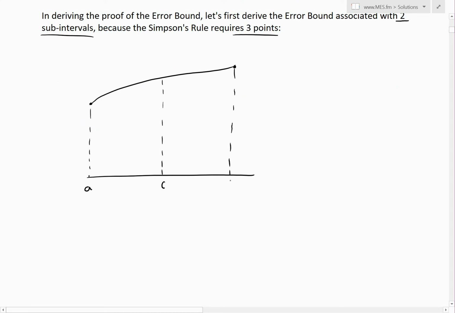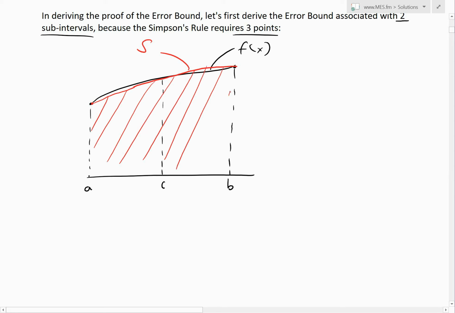And then here, this is our B. So A, B, and then the C is the midpoint. This is our f of x. And again, our S, or our approximation, is a parabola. Let's say something like this. And this could be our S. Yes, we'll just call that S for Simpson's rule approximation. And that's highlighted here under the red. So again, you're going to have an error here. It's too low here, too high over there, etc.